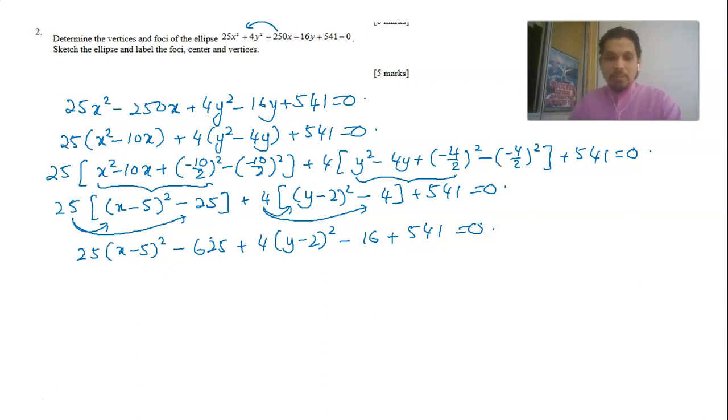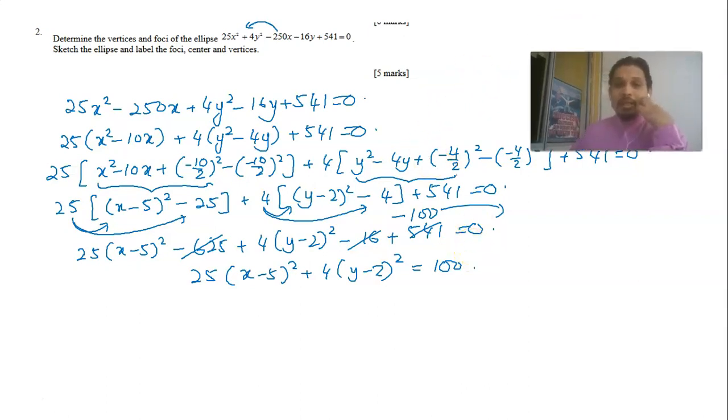Okay, so now 5 4 1 minus 16 minus 625 equal to negative 100. Bring to the other side: 25 times (x minus 5) squared plus 4 times (y minus 2) squared equal to 100.